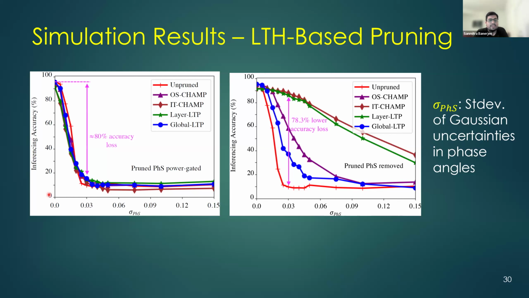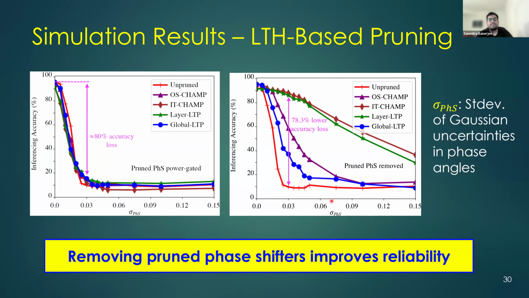But if we remove the pruned phase shifters, which will first of all help us in improving the area, we also get a much higher accuracy under imperfections. We see that there is still an accuracy drop. So in no way are we saying that simply pruning will solve all our problems, but it reduces the level of impact that these kinds of imperfections can have. So removing pruned phase shifters improves reliability.